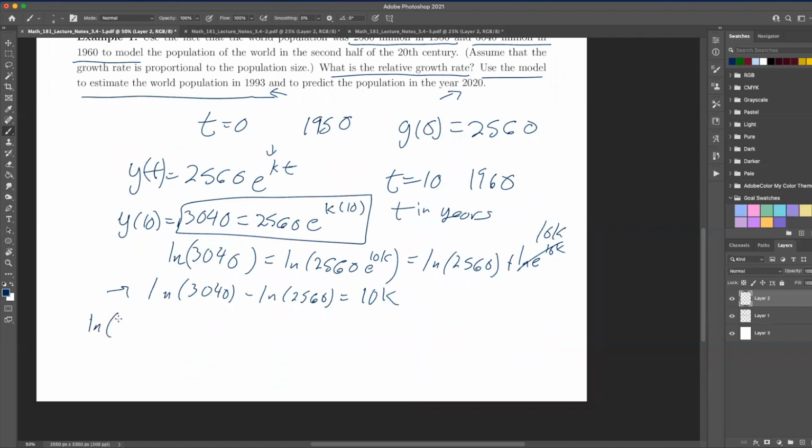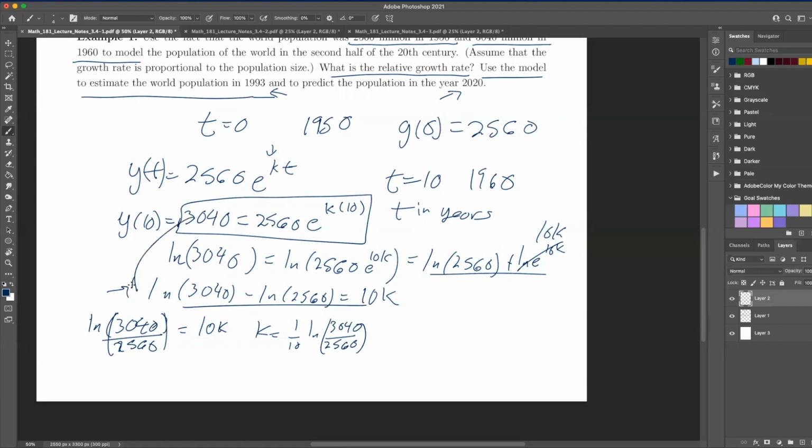Because this just becomes ln of 340 divided by 256, or 260, equals 10k. So k equals 1 over 10 times the log of 340 over 256. Now what did I do that I probably should have done first? Well, I should have divided out the 256. That way I didn't have to use this log rule or this log rule, right? I could have just skipped straight to here.